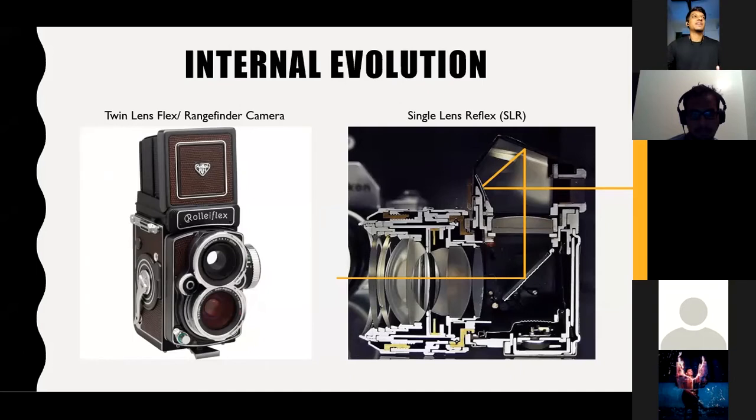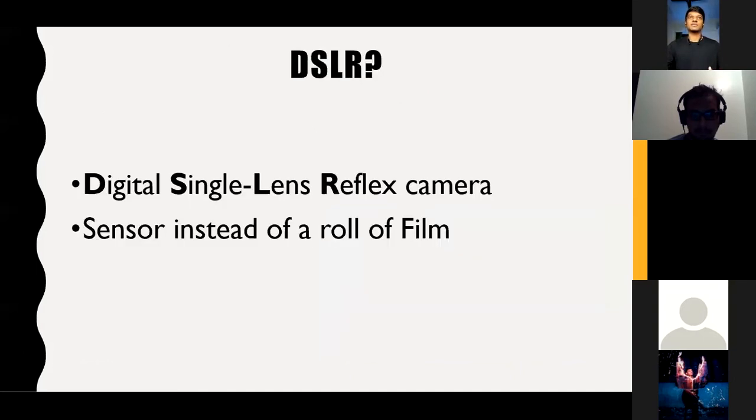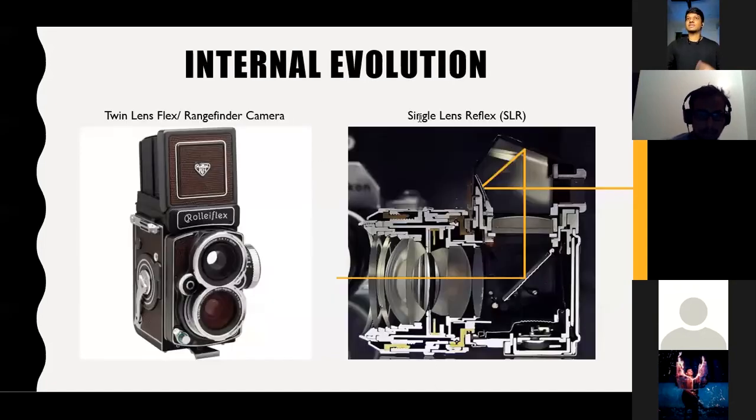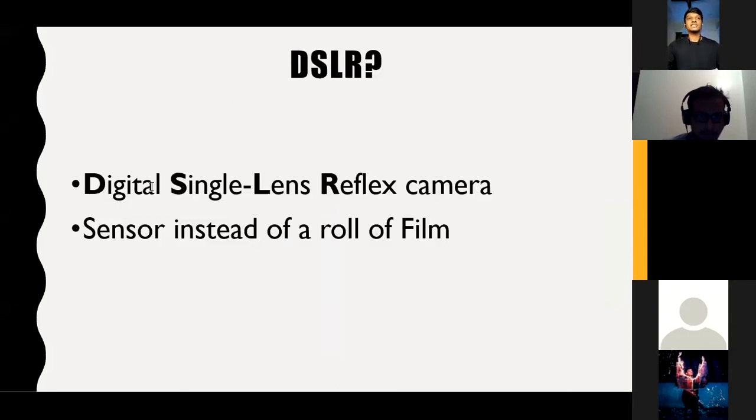Our modern cameras nowadays operate on a similar principle. In fact, the DSLR as we know it, the professional cameras these days, are all just digital SLR cameras. The previous generation was the single lens reflex SLR camera, and now we have the digital single lens reflex camera. The main difference is that these cameras have a photo sensor instead of a roll of film inside.